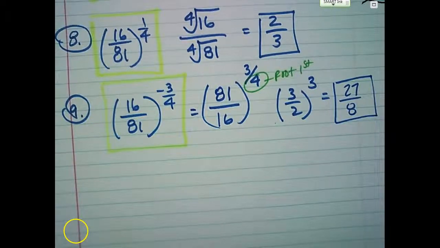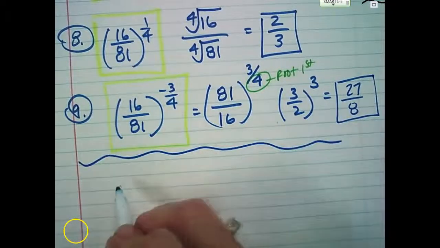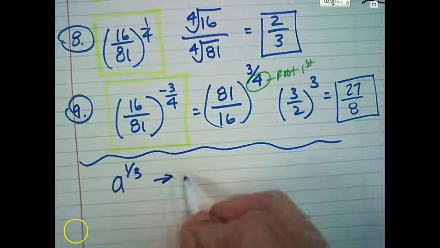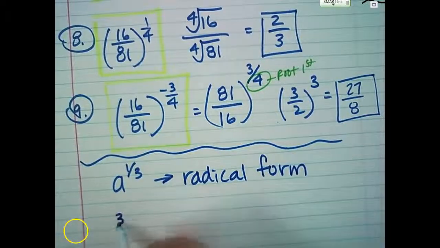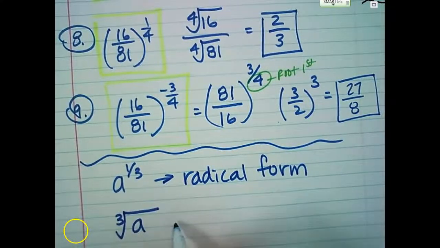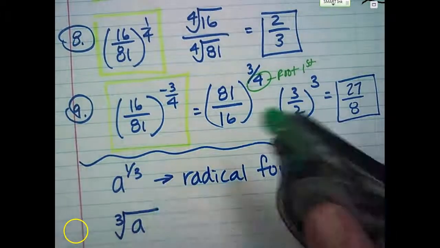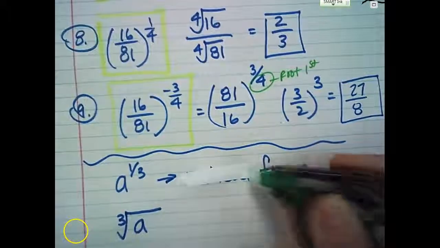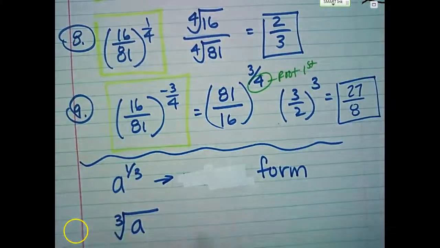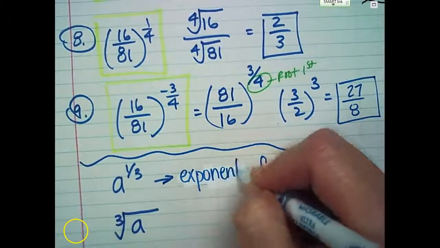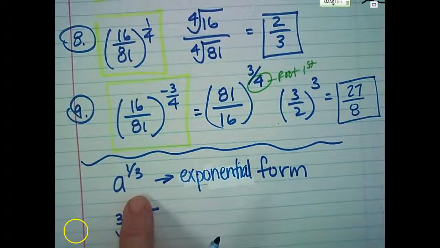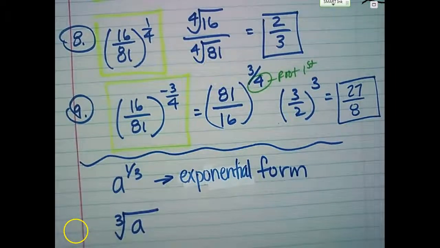Okay? So now we're going to switch gears a tiny bit, and let me remind you about 2 things. If I tell you a to the 1/3 power, that is in radical form, right? But if I tell you the cube root of a, we are, why did I say radical? I'm sorry. What form is that? I was jumping ahead of myself. Dang it. Yeah, it's called exponential. I'm sorry, guys. It has an exponent. Exponential form. I was trying to rush.